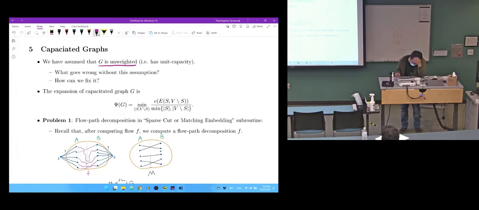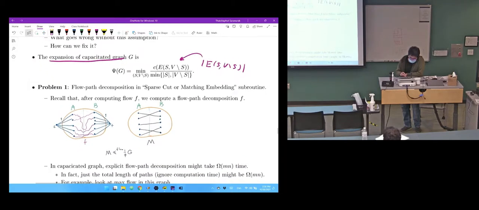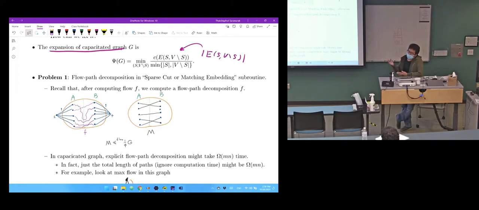But what if we want to approximate the expansion in a general graph? What would go wrong in what we discussed, and how do we want to fix it? Well, first of all, the expansion in a capacitated graph is the same thing, except that you use the total capacity of the cut size instead, right? So this is just a technical issue, not conceptually that important, but if you want to implement it fast, we need to take care of it.